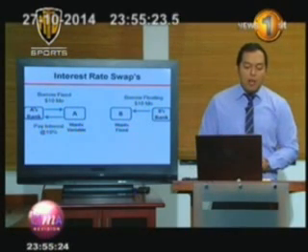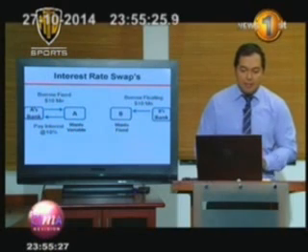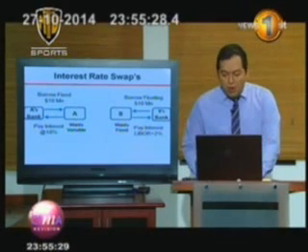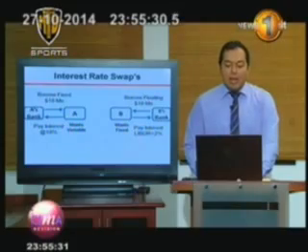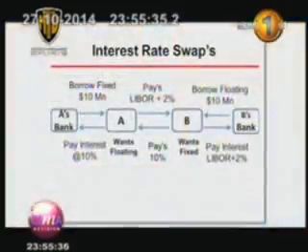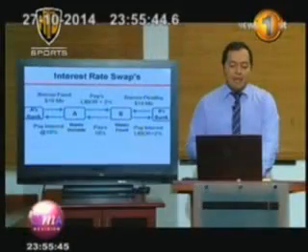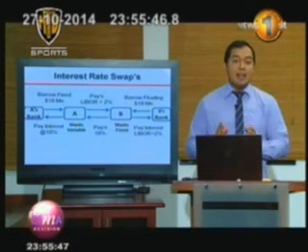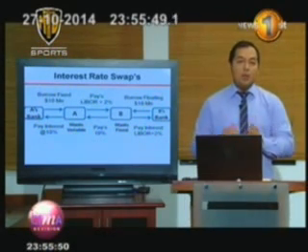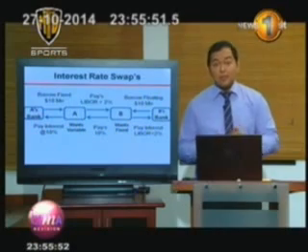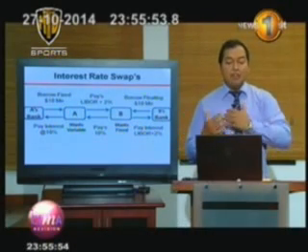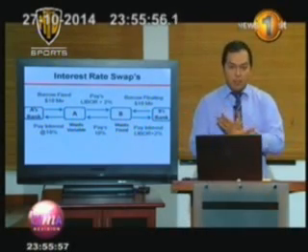Because A borrowed fixed, it has to pay interest fixed at 10%. Because B borrowed floating, it has to pay interest at LIBOR plus 2% floating. But again, I would repeat, A wants variable, B wants fixed. How do you overcome this problem? Simple. A pays B floating and B pays A fixed. So as a result of this transaction, the interest rate commitments, the fixed and floating rates, have been swapped.